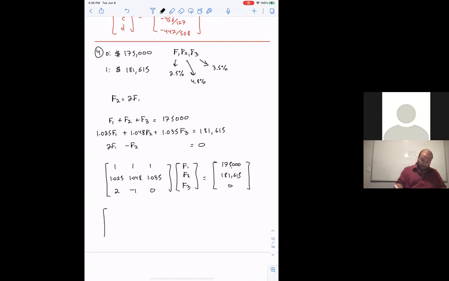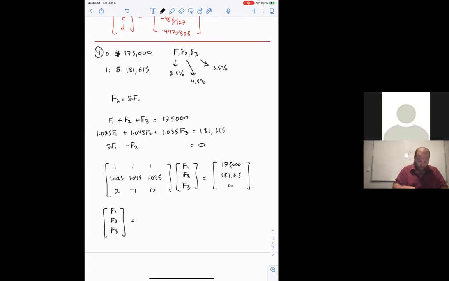How do I solve? Well, we know how to do this. We take the first matrix, 3 by 3. That means it's a calculator. So second matrix, edit. First one, 3 by 3. Oh, not 3 by 4, 3 by 3: 1, 1, 1, 1.025, 1.048, 1.035, 2, -1, 0. Added another one. My second matrix will be a 3 by 1 matrix of 175,000, 181,615, and 0.